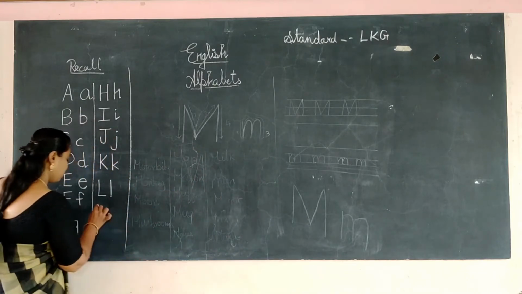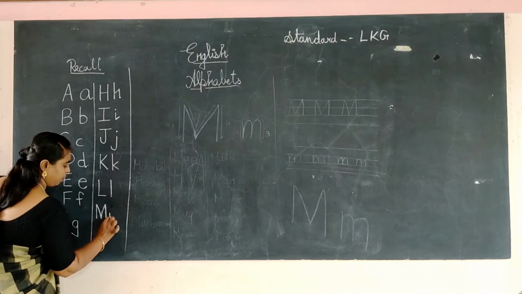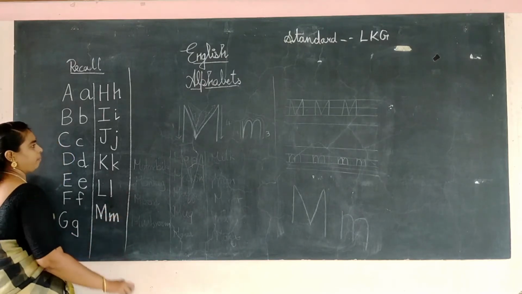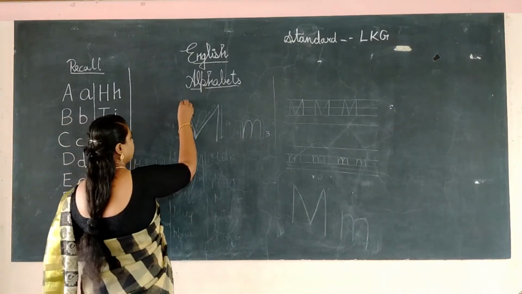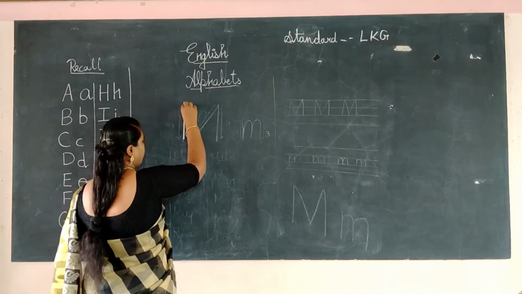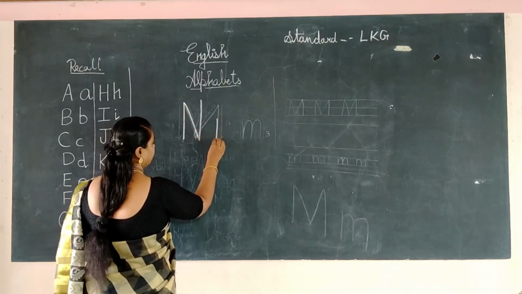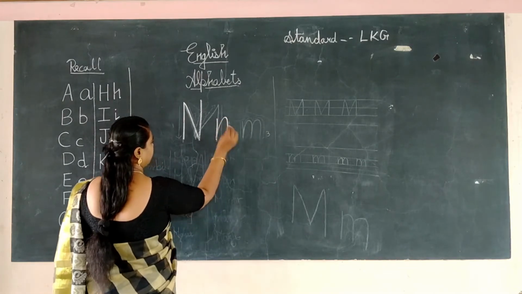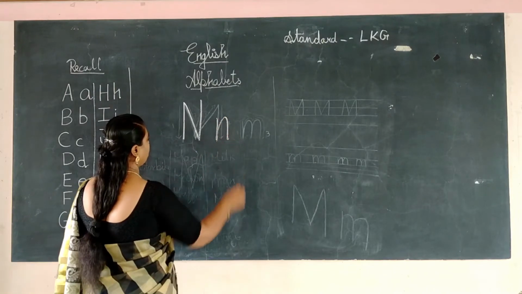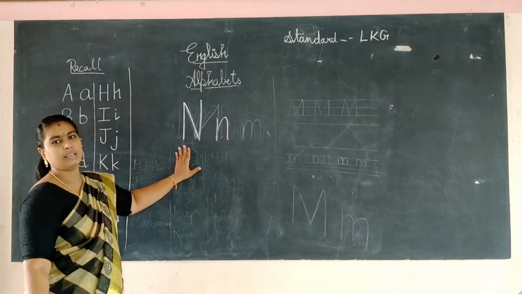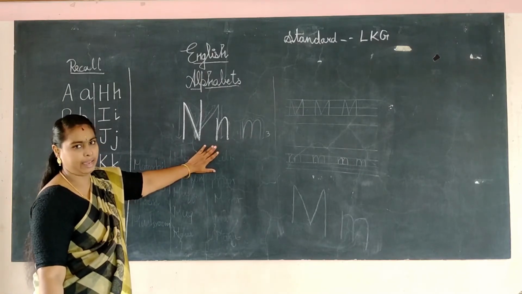Before we see M, capital M and small m. Now we are going to learn the letter N. The letter N, capital N and small n. What is this? Capital N and this is small n.